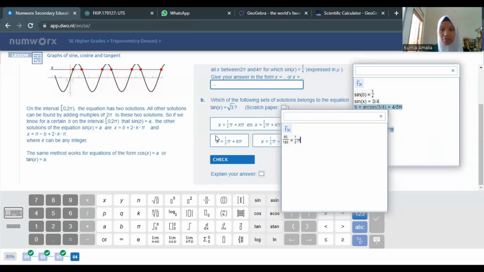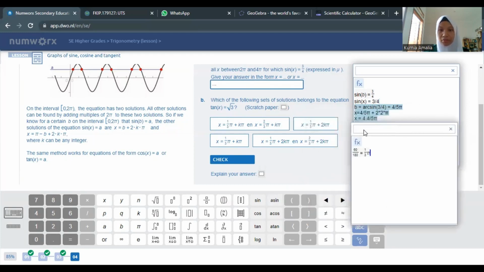From the formula for tangent, x equals b plus a constant times pi. As we know, b is 1 over 3 pi, and since this function is only in one period, pi, the constant is 1. So x equals 1 over 3 pi plus constant times pi. Let's check it, and that's true.